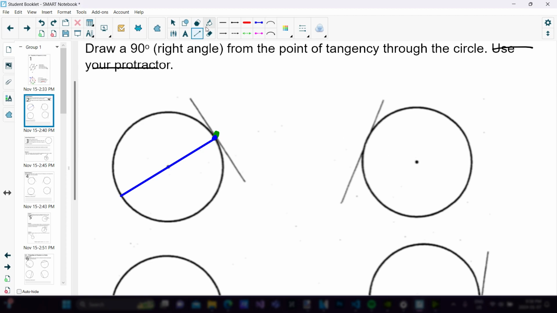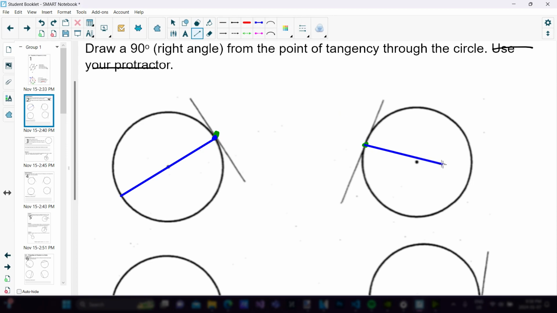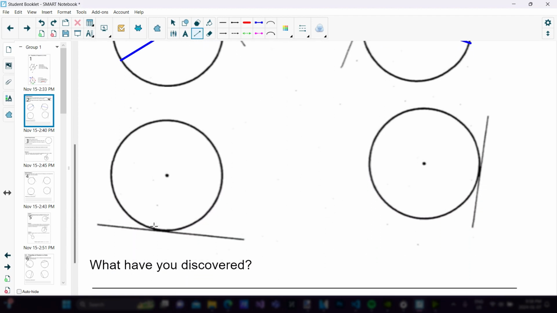Same thing on this circle. The point of tangency is right where that tangent line hits the circle. And then you draw your line starting at the point of tangency through the center. So not here, not here, not here. It has to go through the center like that. Point of tangency right here, through the center of the circle. Point of tangency right here, through the center of the circle.